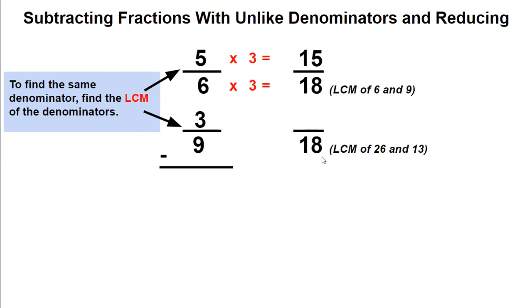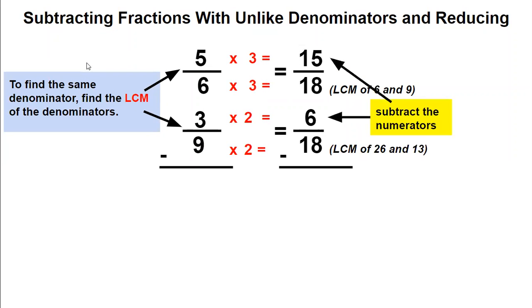So 9 times what is 18? Right, times 2. And 3 times what is 18? 3 times you have to multiply by 2. What am I saying? 3 times 2 is 6. Okay. Now we can subtract 15 18ths minus 6 18ths. Subtract only the numerators. 15 minus 6 should be 9.